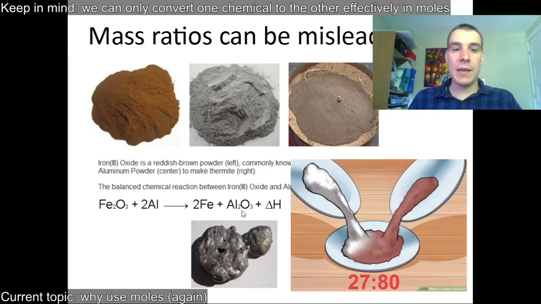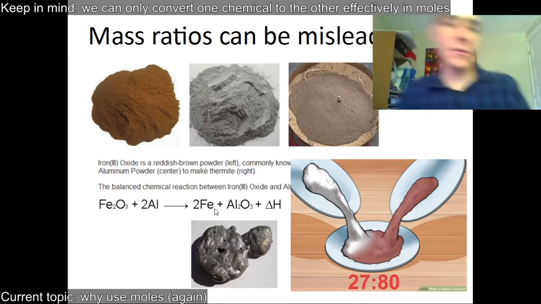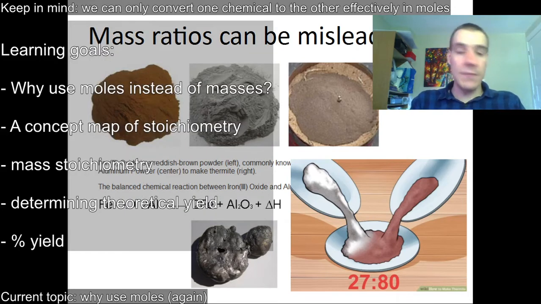So when we have the equation, we can't use this to figure out the mass ratio. We need to know the grams per mole. We need to know how much these things weigh before we can actually figure out the mass ratio. That's the first thing, right? Explaining once again why we need to do moles. So the next piece here is going to be talking about some concept maps for stoichiometry.